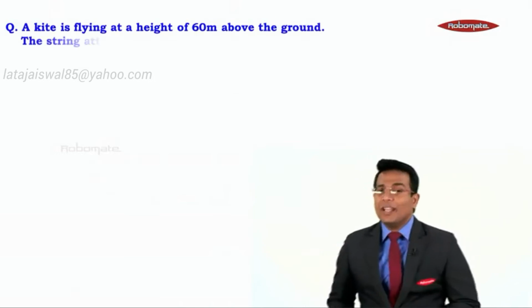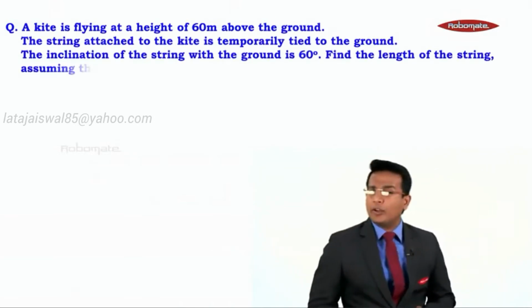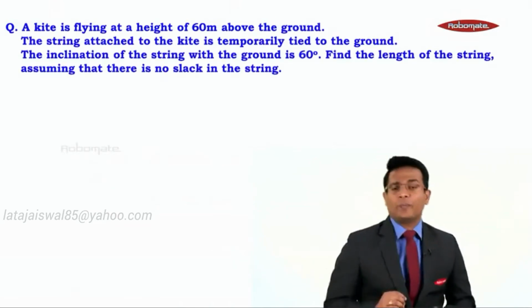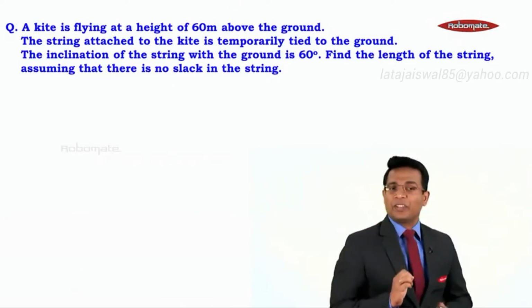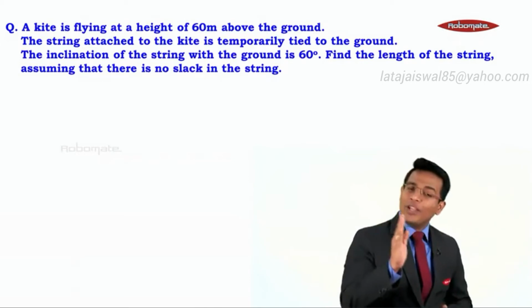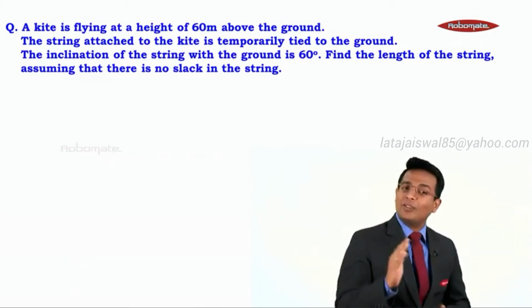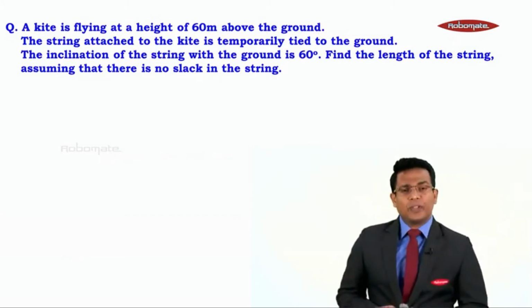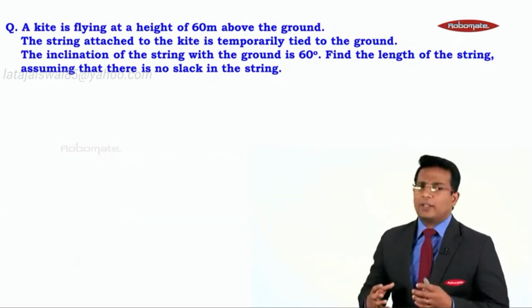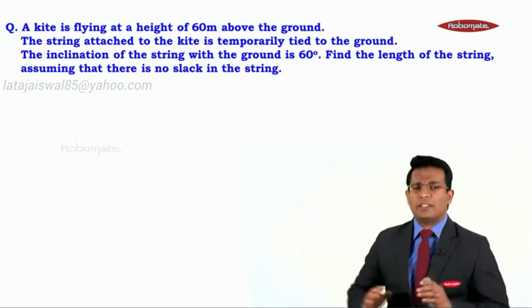Let's see the sum. It says that a kite is flying at a height of 60 meters above the ground. The string attached to the kite is temporarily tied to the ground. The inclination of the string with the ground is 60 degrees. Find the length of the string, assuming that there is no slack in the string. Now we read the question. Let's understand this sum. Let's break it into small pieces and then understand.